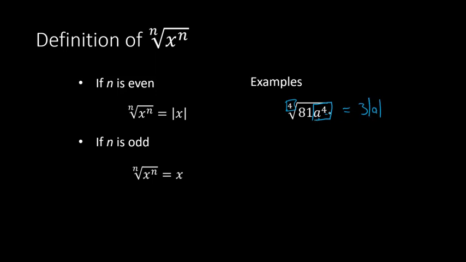Because if a is negative 2, then negative 2 to the fourth power is a positive number, so it's going to be the absolute value of a for the variable. And we've indicated that over here with this first example.